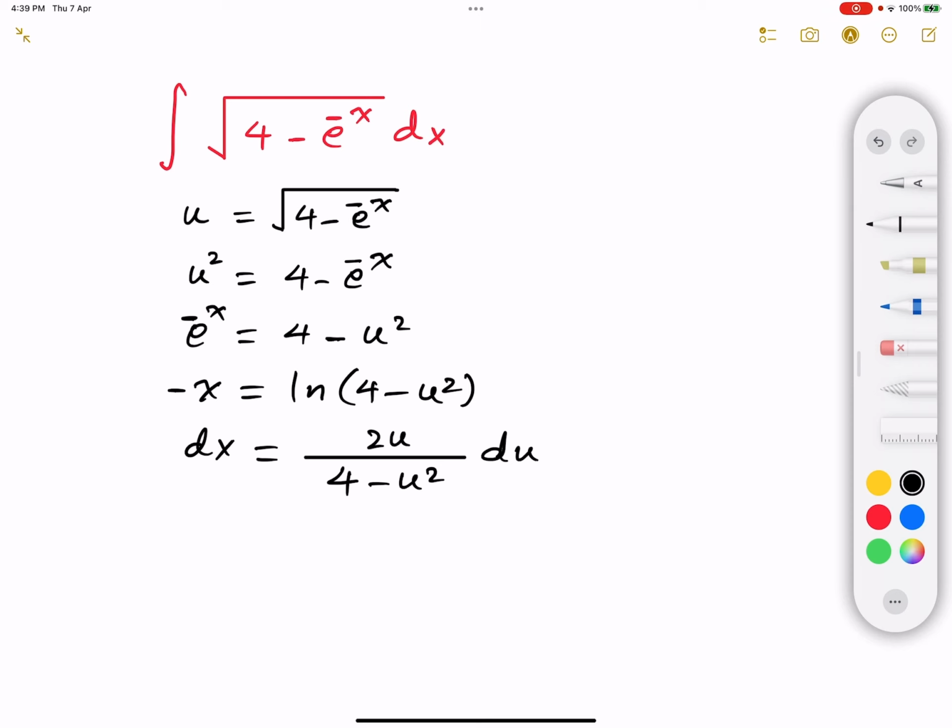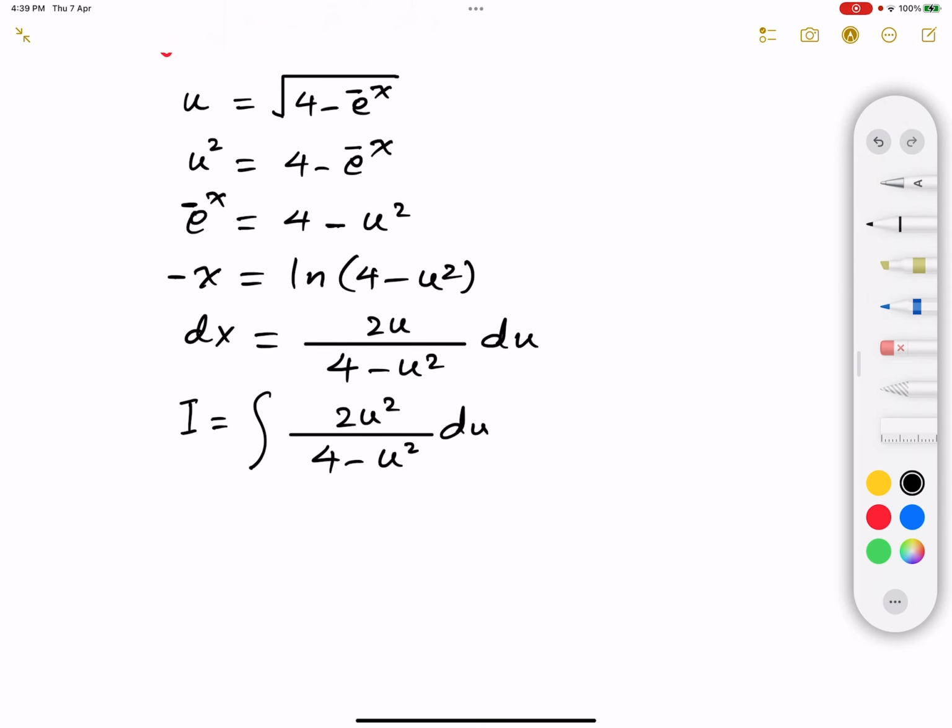So that would make it a lot easier. So our integral now is equal to the integral of 2u squared over 4 minus u squared du. Now, one way to think about this is to try to make the numerator look like the denominator. So to do this, we can take the 2 outside, and we have 4 minus u squared in the denominator, and we have u squared in the numerator.